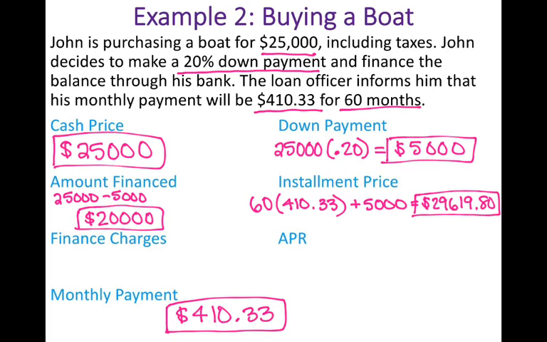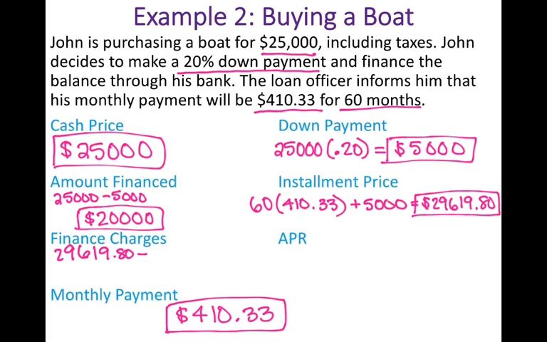Okay, now to figure out the finance charges. The finance charges are built into the installment price. So in order to figure out the finance charges, I'm going to take my installment price, which was $29,619.80, and subtract the cash price, because the cash price includes the amount financed as well as the down payment.